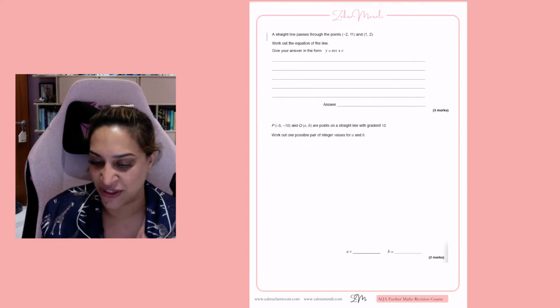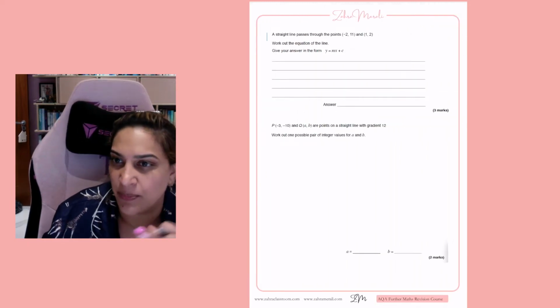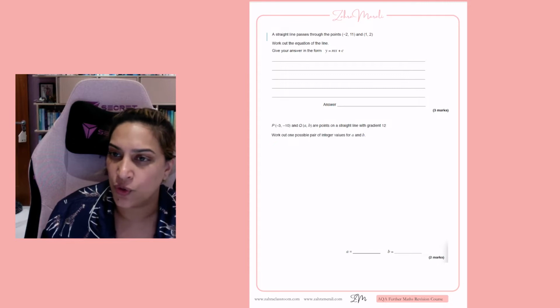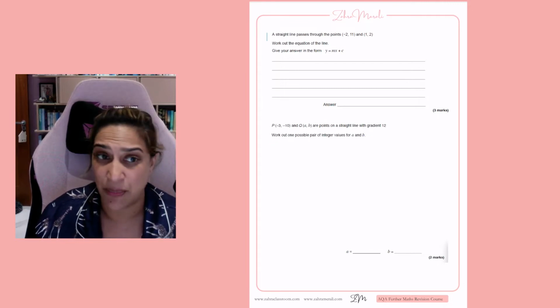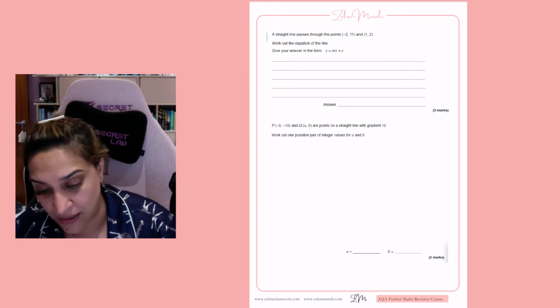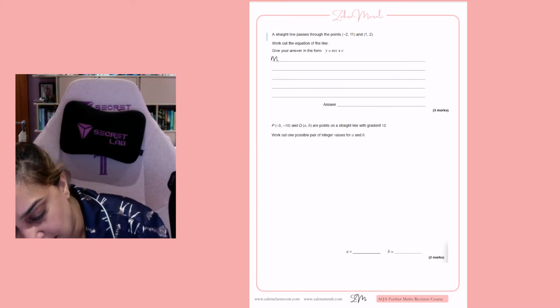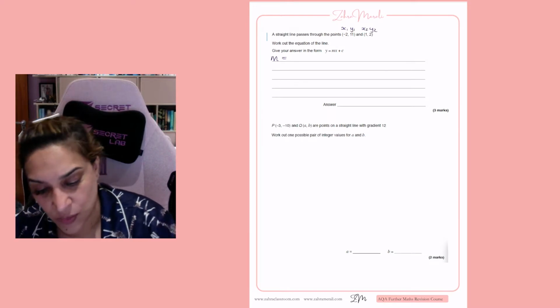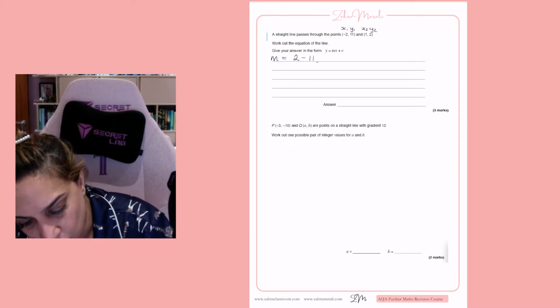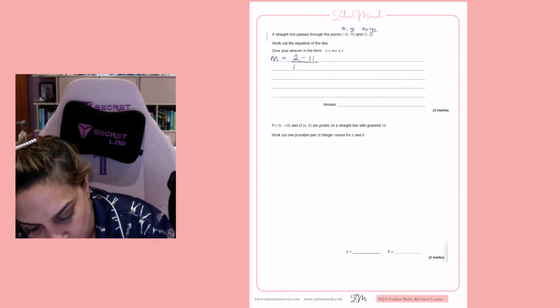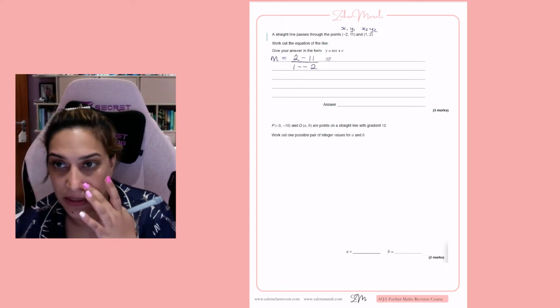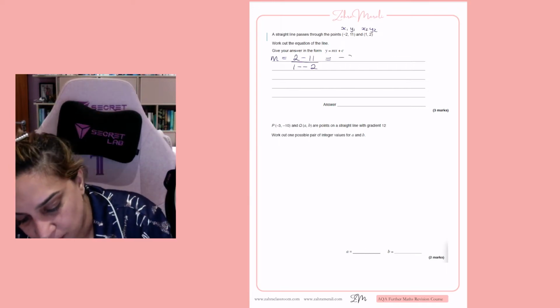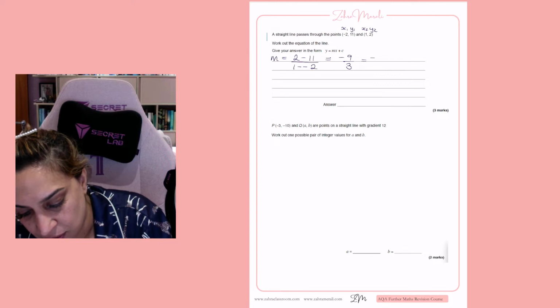Right, let's look at some questions. So we're given a straight line that passes through some points. We want to work out the equation. Step 1, I'm going to find the gradient. So I'm going to say my m is, let's label these, x2, y2. So y2 minus y1 over x2 minus x1. So we get minus minus, so that's going to become a plus. So we've got minus 9 over 3, so we've got minus 3.